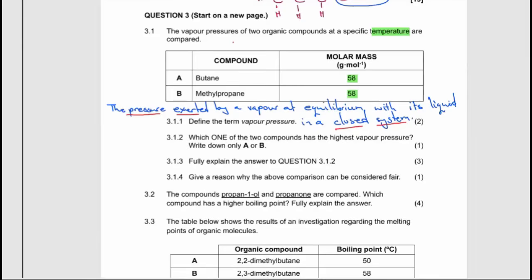So 3.1.2 reads: which one of the two compounds has the highest vapor pressure? So we're looking for the one that has the highest vapor pressure, and we're asked to only write A or B, right? According to our analysis there, our option is going to be option B. Then 3.1.3 says fully explain the answer to question 3.1.2. So we're supposed to explain this answer, right?